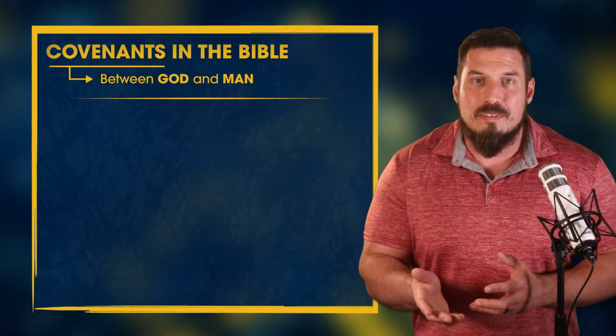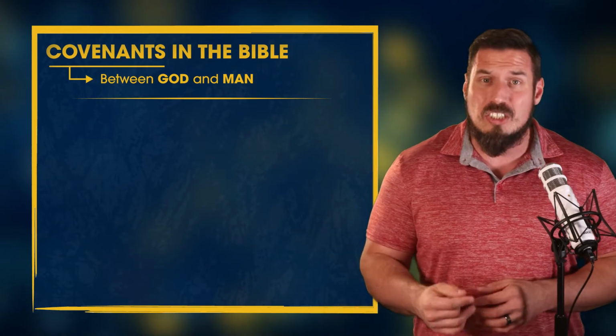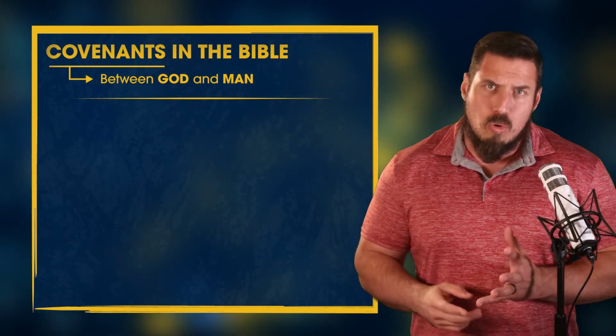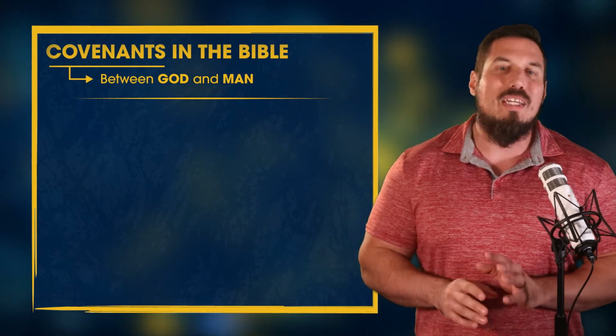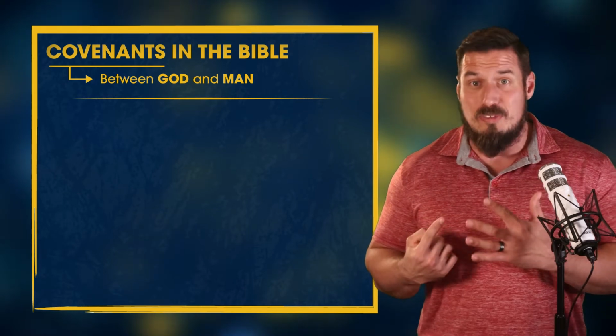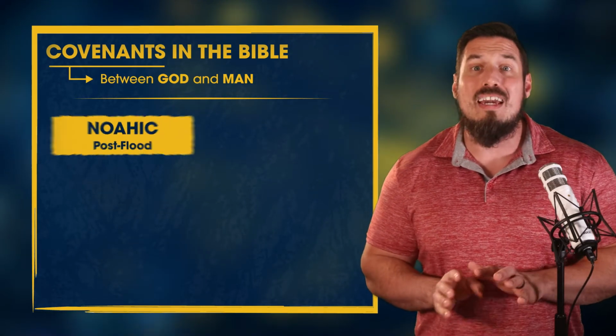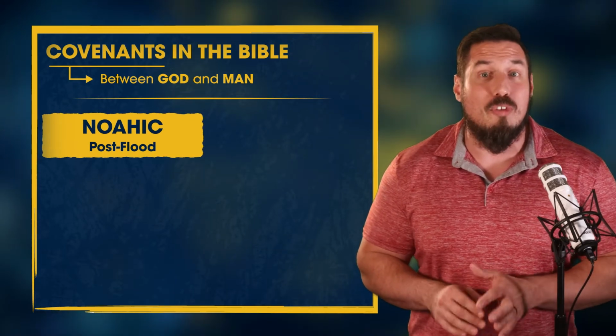How many of those are there? Well, it kind of depends on who you ask. There's either 6 or 7 or 8 or more or less covenants between God and man. For our purposes, we're going to mention 6 of them that we're all familiar with, starting with the Noahic covenant between God and Noah after the flood.